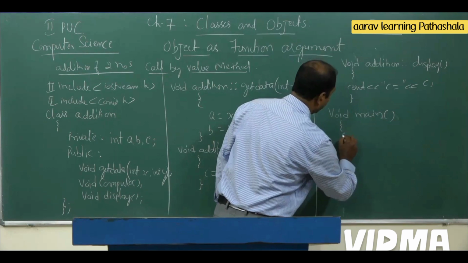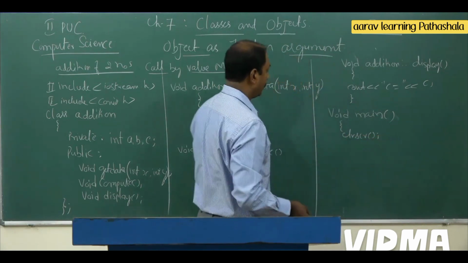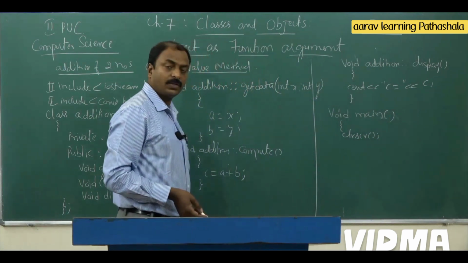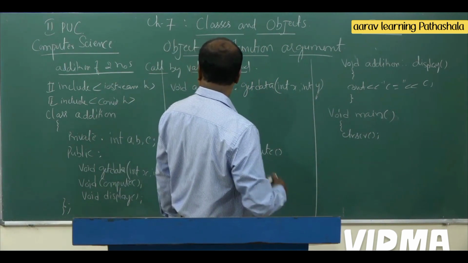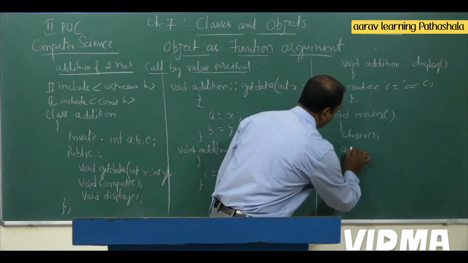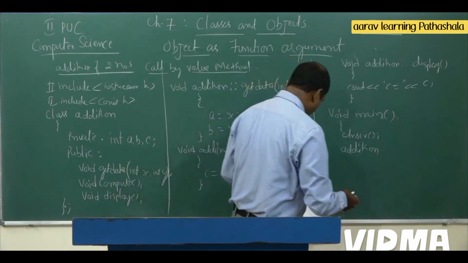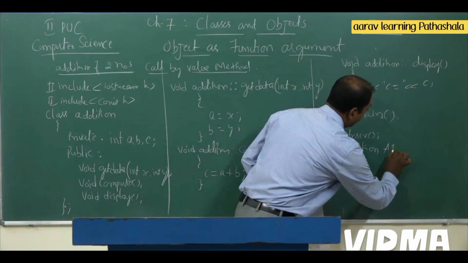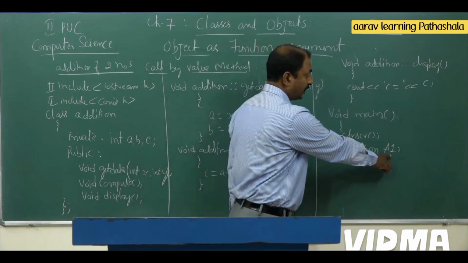Under void main, clrscr for clear screen. Next, we know what the first statement is: the creation of an object of a class. Here the class name is addition. If I say a1 is the name of an object, this is nothing but a user defined name.